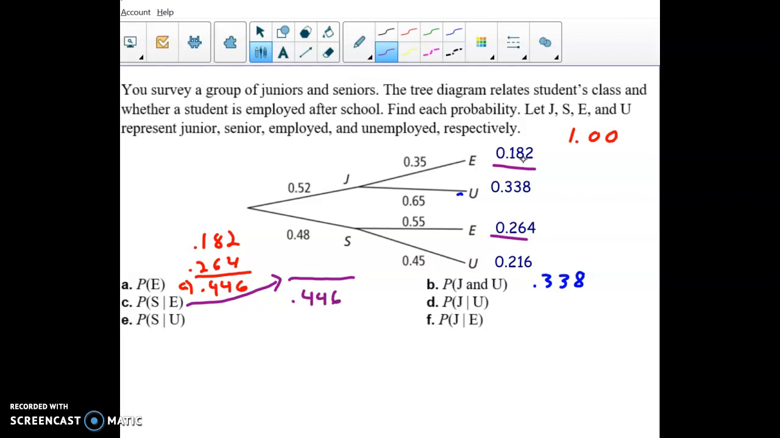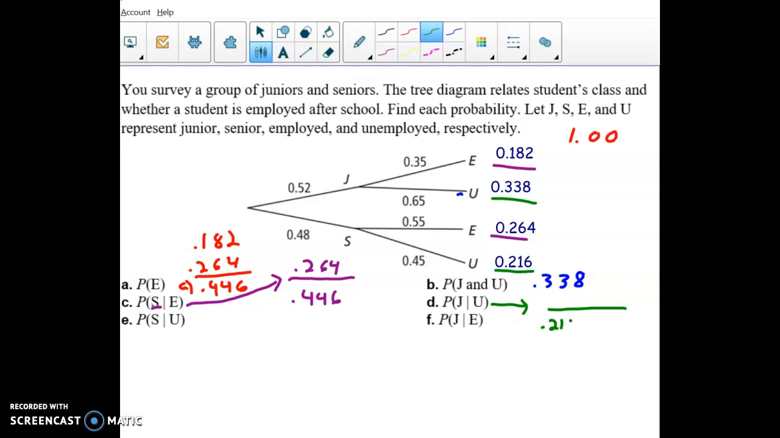And then out of these two employed, which ones are also seniors? So out of these two employed, the ones that are seniors would be the 0.264. You can actually divide those out if you want, but generally I just leave them that way, mostly because I'm lazy, to be honest. Okay, so here we have to think what goes on the bottom, the juniors or the unemployed. Hopefully you figured out that the bottom is all the unemployed people because it's given that they're unemployed.